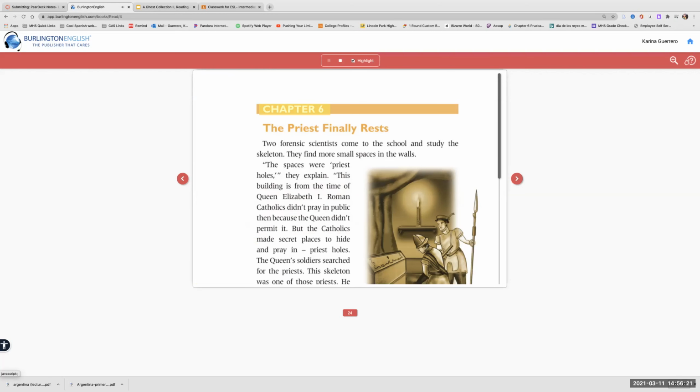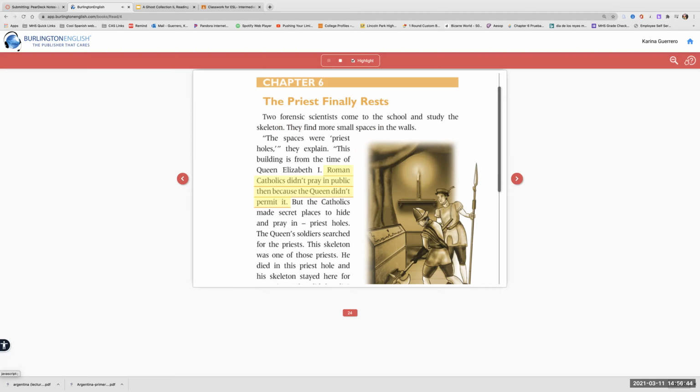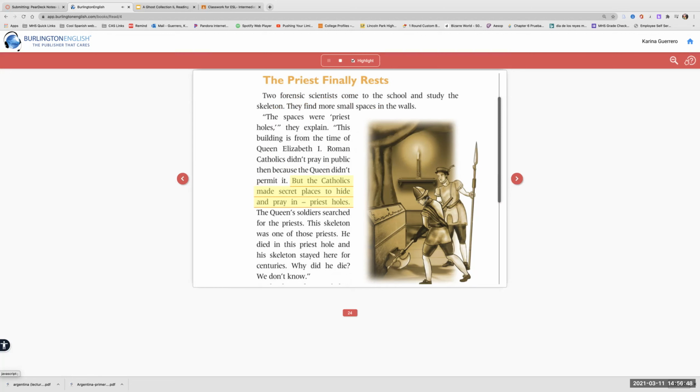Chapter 6. The priest finally rests. 2 forensic scientists come to the school and study the skeleton. They find more small spaces in the walls. "The spaces were priest holes," they explain. "This building is from the time of Queen Elizabeth I. Roman Catholics didn't pray in public then because the Queen didn't permit it. But the Catholics made secret places to hide and pray in, priest holes."